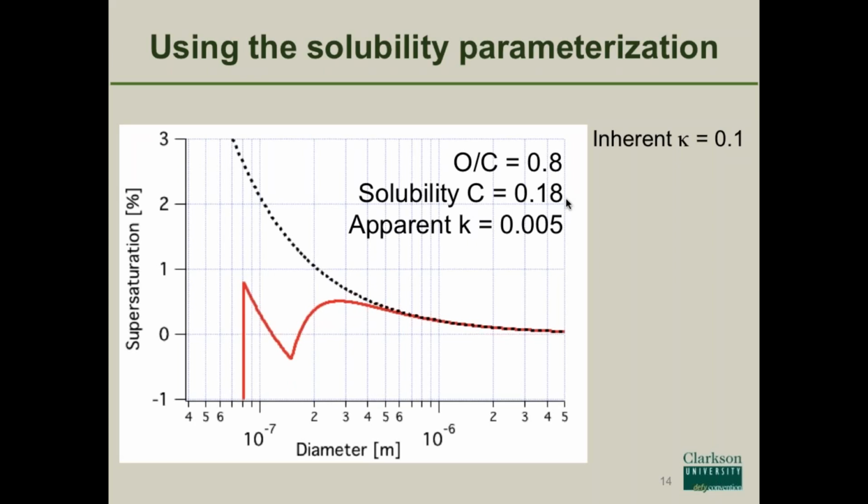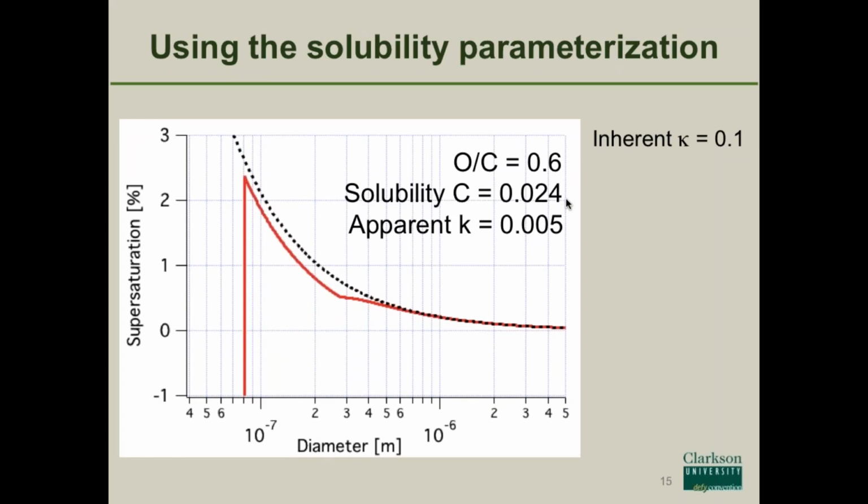So next, I'm lowering the O2C ratio. You can calculate the solubility limit, and then we actually start seeing some significant solubility limit. If I use this as the critical saturation ratio, the apparent kappa is significantly less than the inherent kappa value. If I lower the O2C even further, the solubility limit increases. You see the Raoult's effect is pretty small, so there's not much solid dissolved in solution, and the apparent kappa is even less.